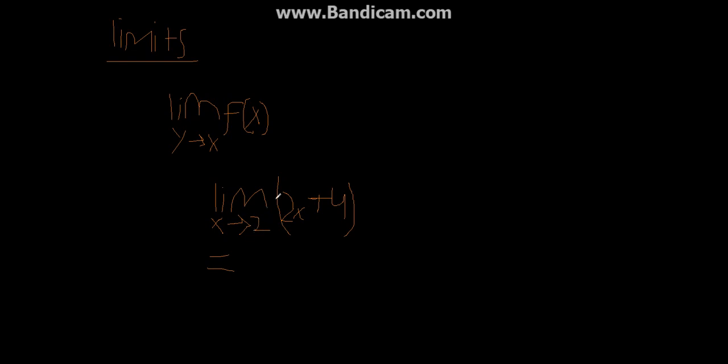Basically, how you'd solve this algebraically, you just substitute in 2 here. You'd substitute in x sub 0 wherever you see x. So this here would be x sub 0. And that's basically how you solve it. So it would be 2 times 2, which is 4, plus 4, which is 8. So we get 8. So that is basically how you solve a limit.